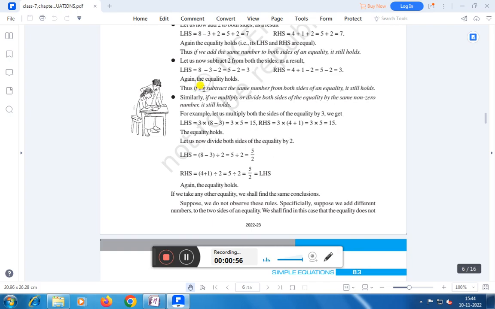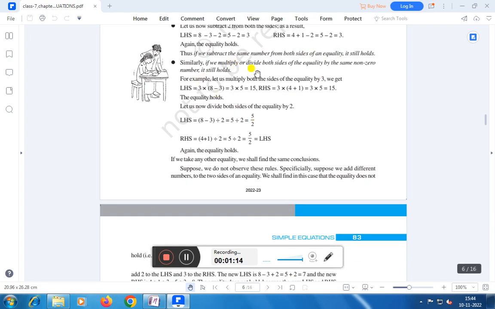Let us now subtract 2 from both sides. As a result, left hand side is equal to 8 minus 3 minus 2, that is 5 minus 2, which is 3. Right hand side, 4 plus 1 minus 2, is equal to 5 minus 2, that is also equal to 3. Again the equality holds. Thus, if we subtract the same number from both sides of an equality, it still holds.